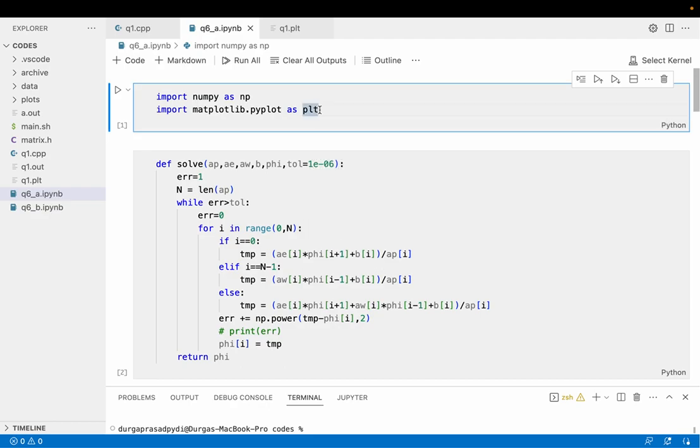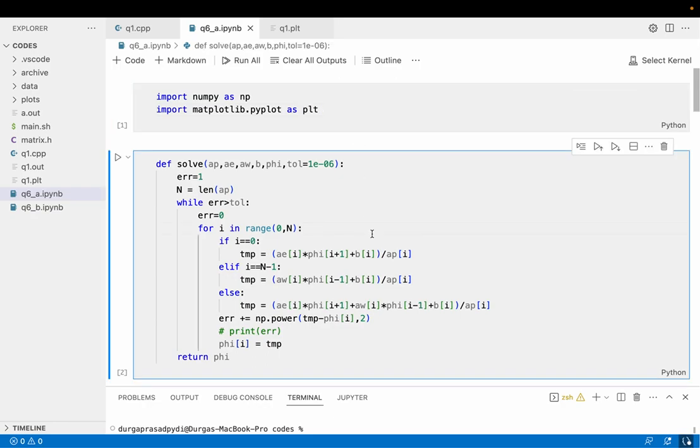For those of you who are familiar with Python, I think you might be aware of NumPy. It makes things easy for you to understand. It has some matrix operations and array operations that you can do much more efficiently. And then this is just a plotting library. So the Gauss-Seidel method is again very similar to what we have discussed previously. You pass in the coefficients AP, A east, A west, and B terms. Phi is your scalar.